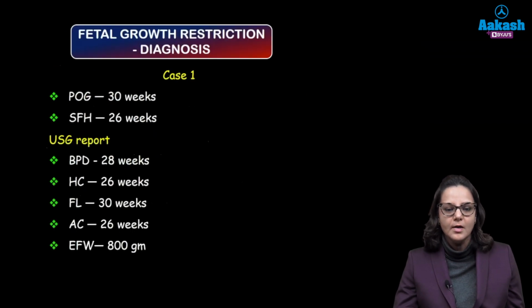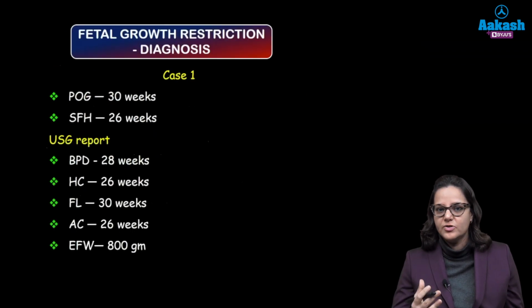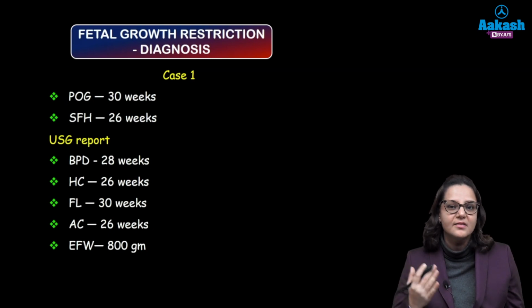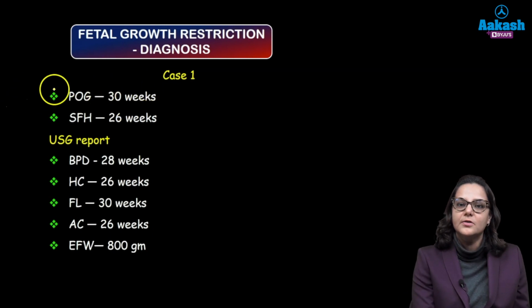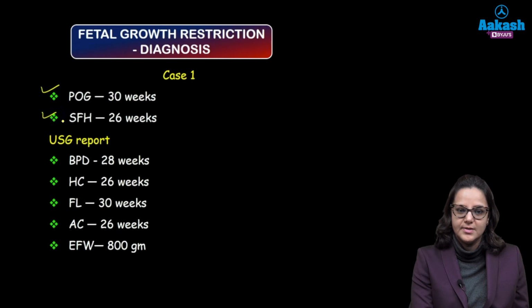Now we have diagnosed that the symphysiofundal height is not matching in centimeters. We have ordered the biometry, and this is the biometry report which has come to us. So the period of gestation is how much? 30 weeks. The symphysiofundal height was showing 26 weeks.